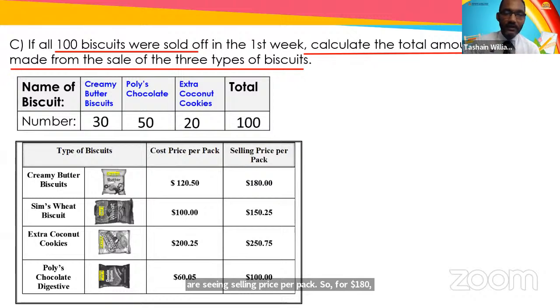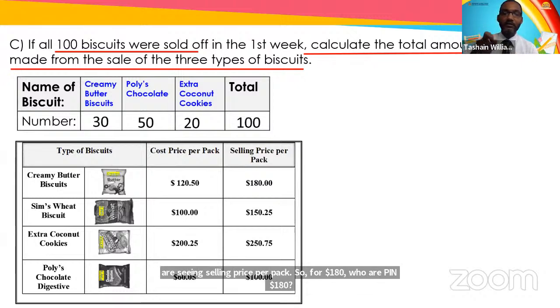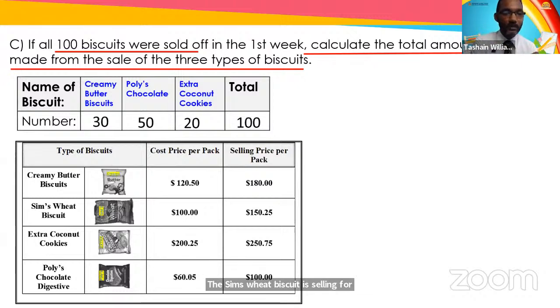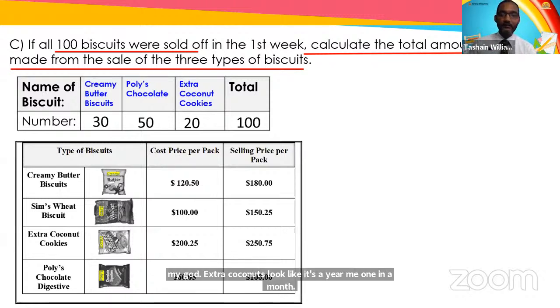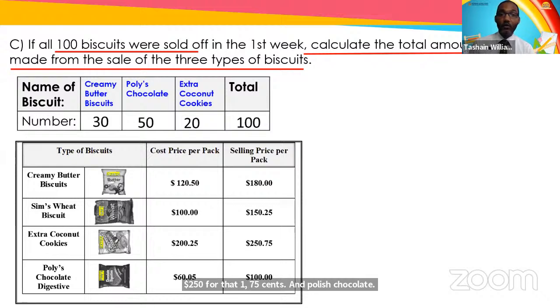The Sims Wheat Biscuit is selling for $150.25. Extra Coconut looks like it's a yummy one. $250.75 for that one. And Polly's Chocolate is selling for $100. So boys and girls, I wonder if we can work out how much we're selling our biscuits for.